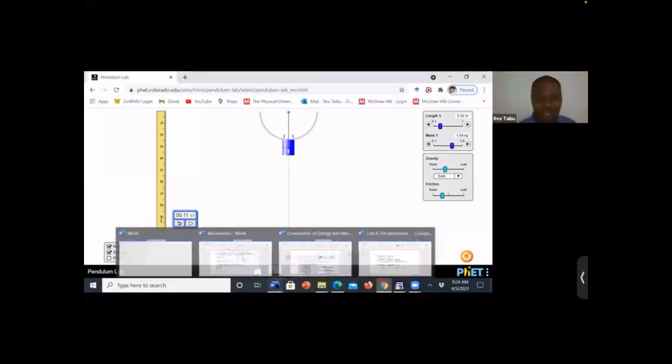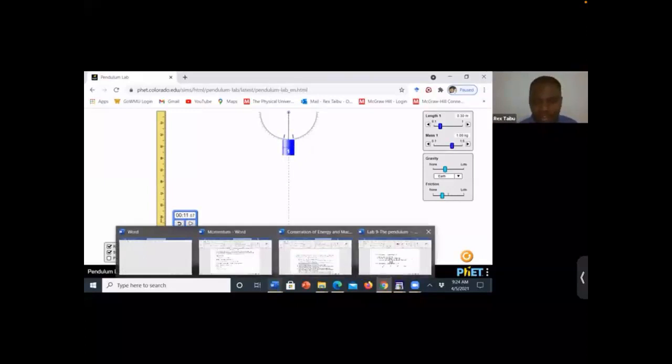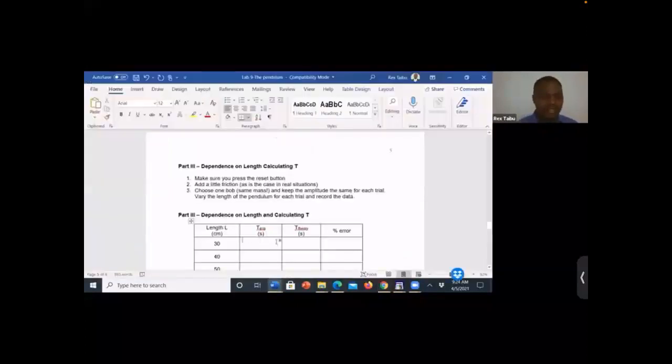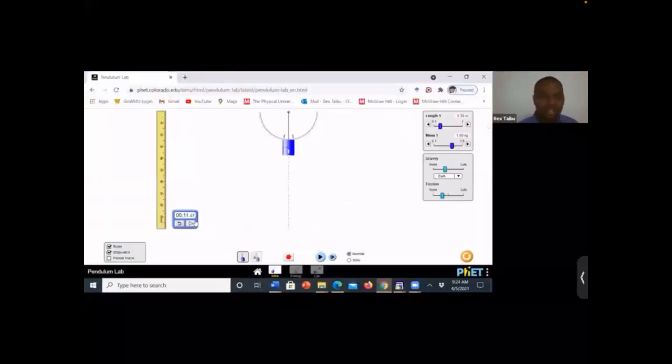So you go to your data and record that. It's 11.07. If you divide by 10, it's 1.107. Remember, we are looking for the period. This is the time for 10 full swings. If you want the time taken for one swing, you divide by 10.